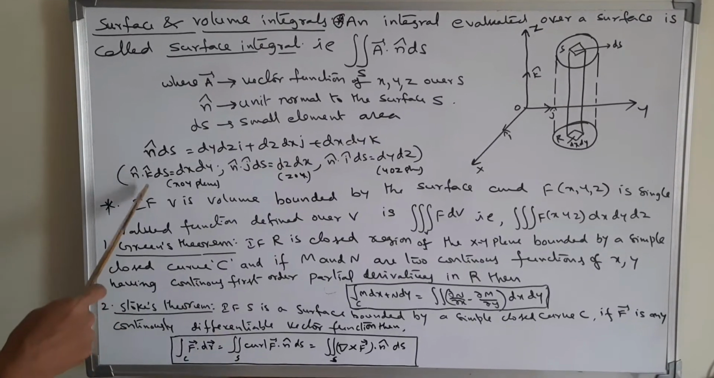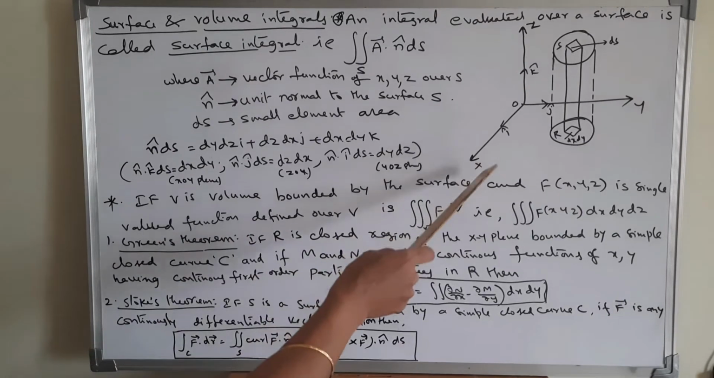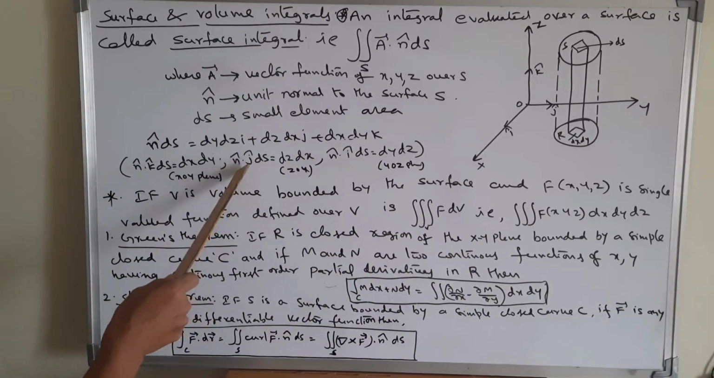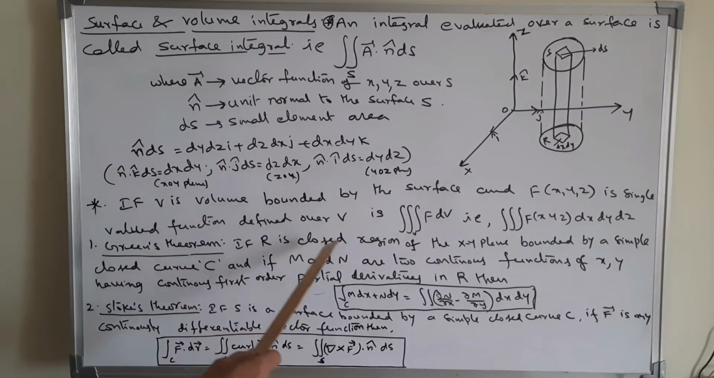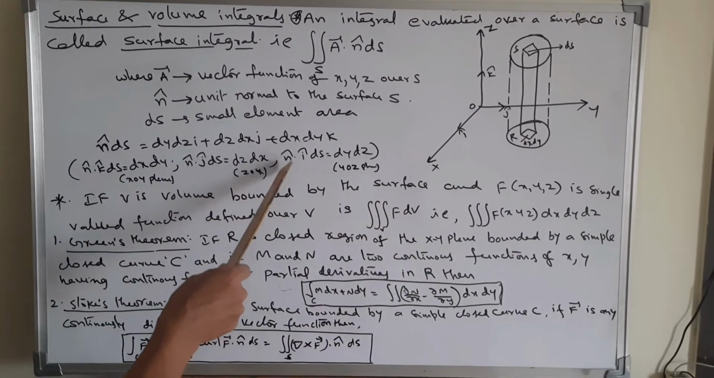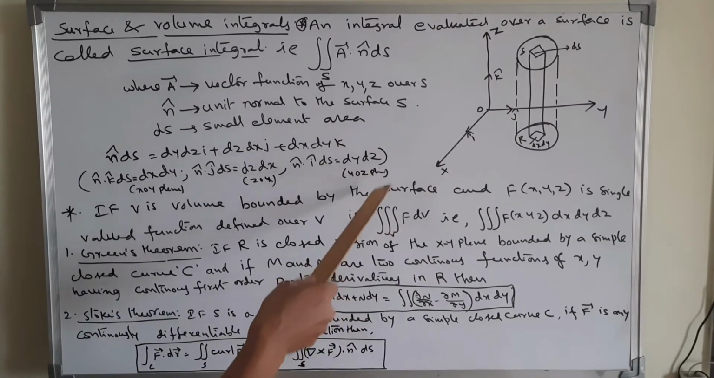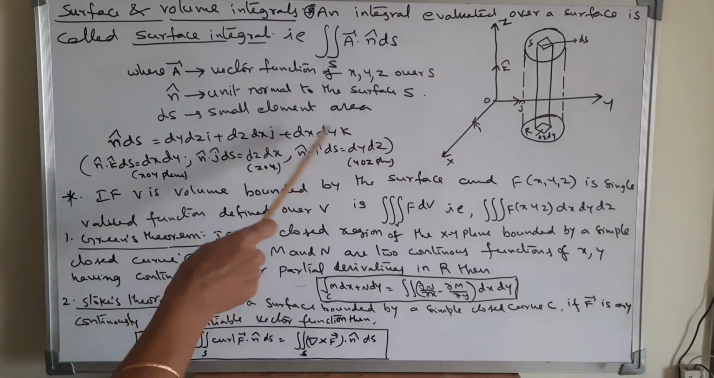So n cap dot k cap dS means dx dy in the xoy plane. Next, n cap dot j cap dS is equal to dz dx, that is the zox plane. Next, n cap dot i cap dS is equal to dy dz, that is the yoz plane. So this is the surface integral.